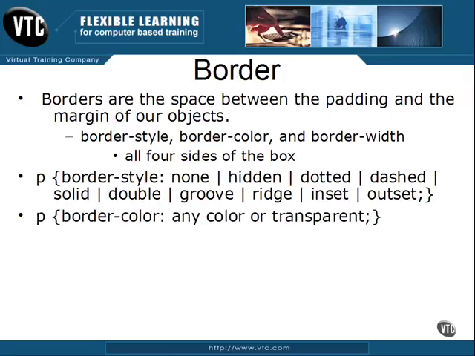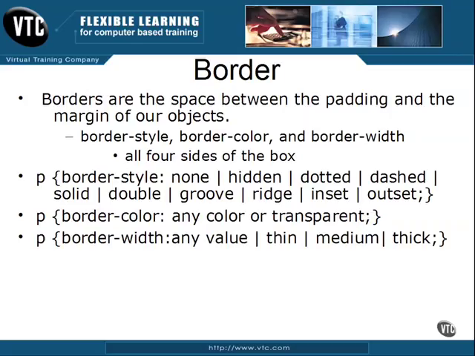Next, we have our border color. So we're using the border color property, and we can use any color using any of our color systems that we want, or we can use transparent. Transparent will make our border color transparent so that we can see the color beneath it. It will maintain the size that is set on that border with our border width.